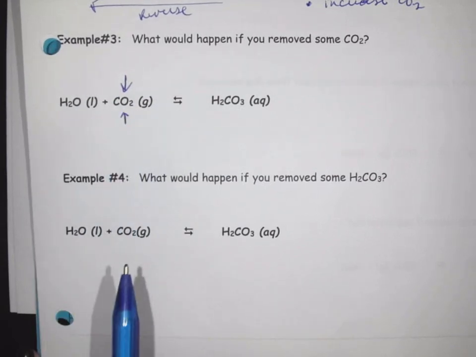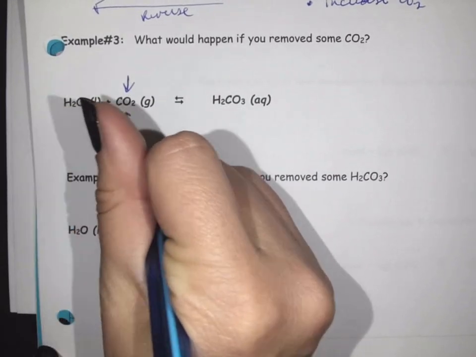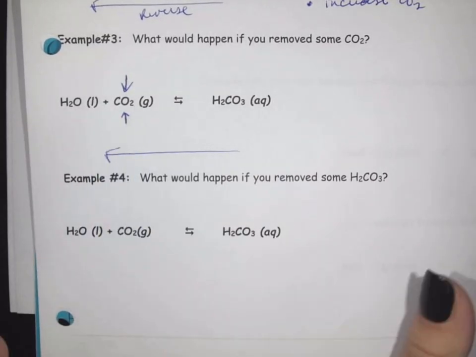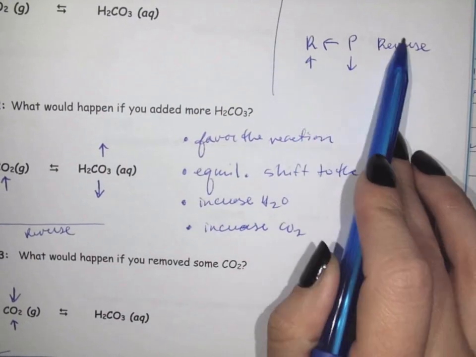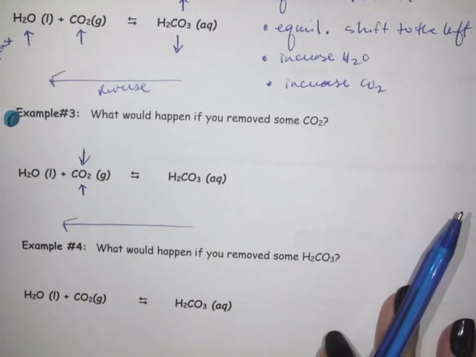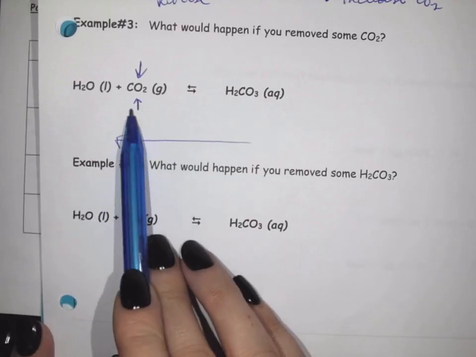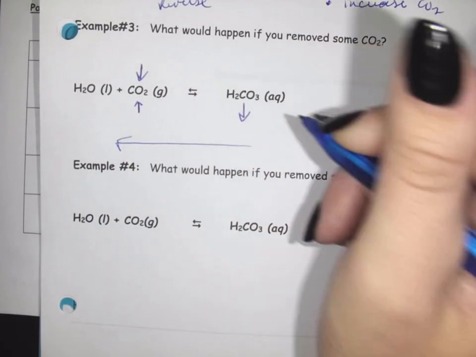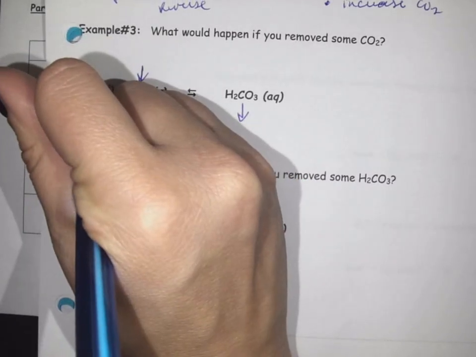CO2 is a reactant though, and similar to last time, the only way we're going to increase a reactant is by favoring this reverse reaction. That's when products go down and reactants go up. So it's not just true for this guy, the whole reaction responds that way. So products are going to go down and reactants are going to go up.